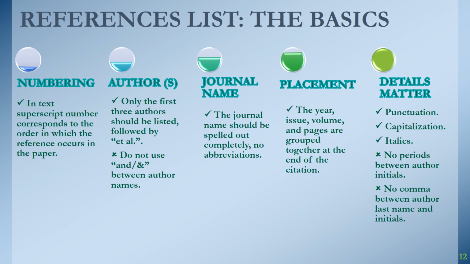Only the first 3 authors should be listed, followed by et al. Do not use the word and between author names. Journal names should be spelled out completely, no abbreviations. All the numbers for your citations occur at the end. The year published, issue, volume number, and pages are all grouped together at the end of the reference.